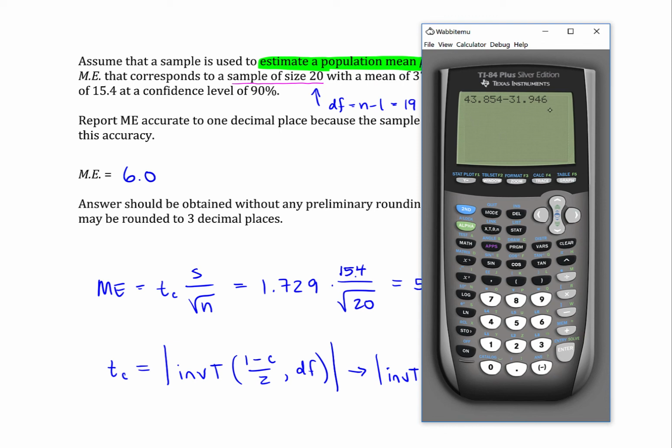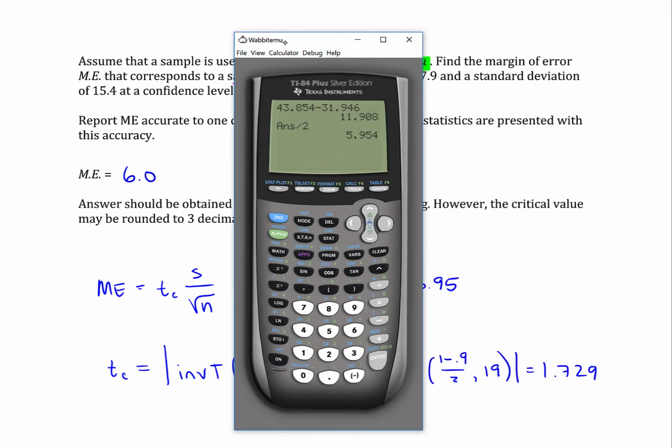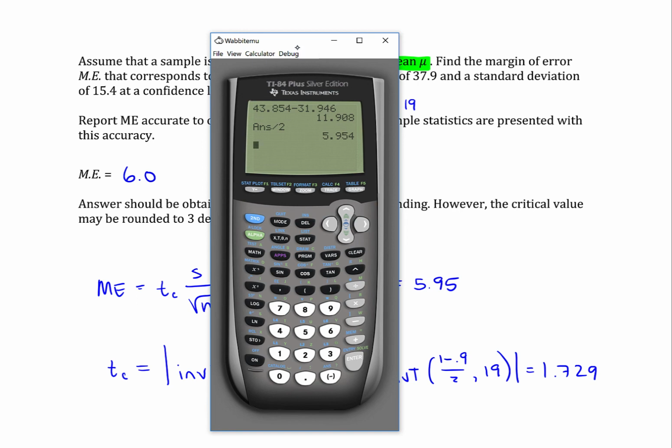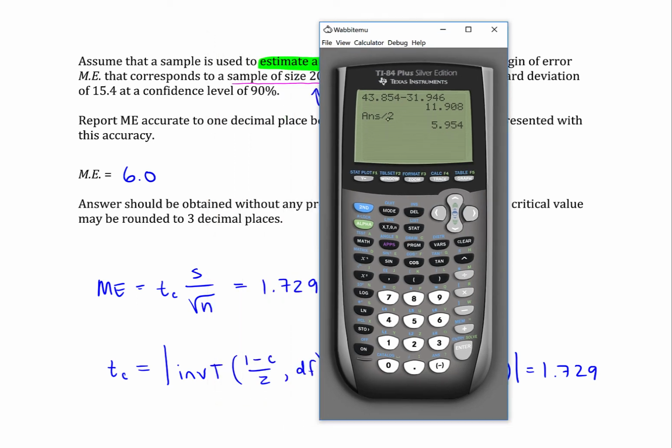So what that does is it gives you the width of your confidence interval. And the width of your confidence interval is twice your margin of error, because to come up with your confidence interval, you take your sample mean and you add and subtract the margin of error, which is 2 times your margin of error. So if you subtract the endpoints of your confidence interval and then divide by 2, then you can get the margin of error that way. So again, we've got 5.95, which would round to 6. Either way works fine.